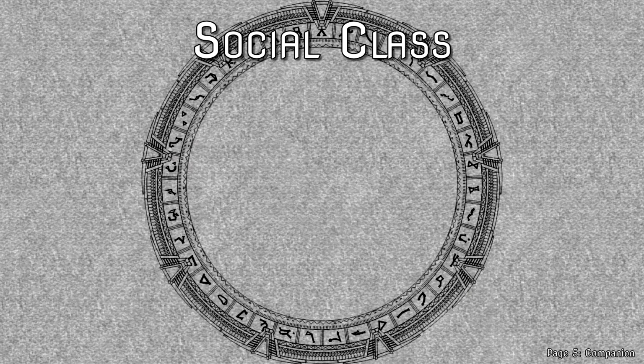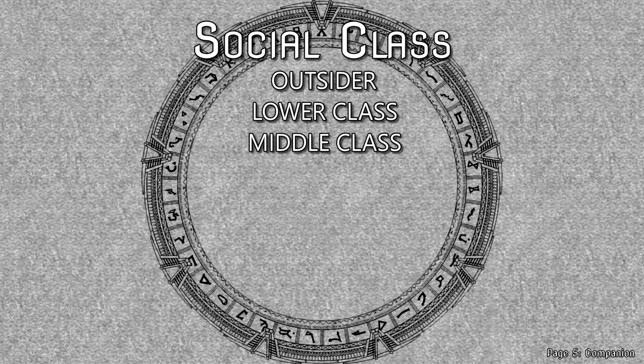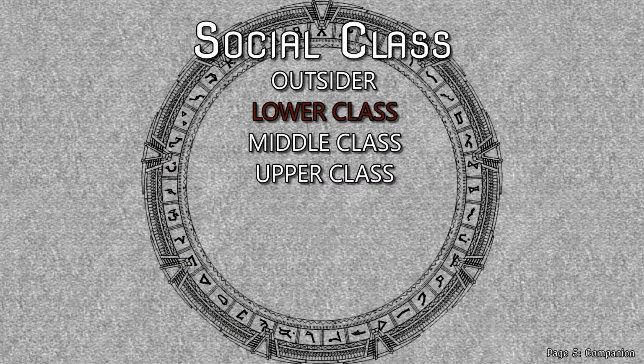In Modern Age, backgrounds begin by determining what social class the character was born into: outsider, lower class, middle class, and upper class. For the Jaffa, I think the lower class will suit. Outsider is for a background that is outside social organisations, and middle and upper class I would say would be reserved for higher tier Goa'uld, such as first primes and priests and that sort of stuff. So for now we're going to go with lower class.